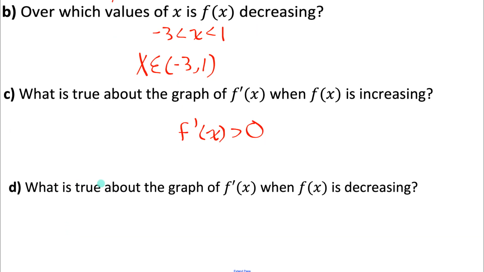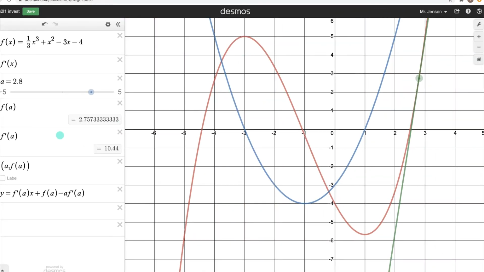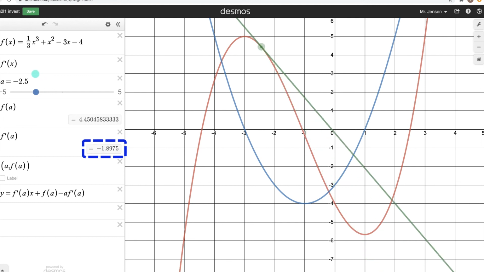Okay, and what's true about the graph of f prime of x when f of x is decreasing? Well, f of x is decreasing between x values of -3 here and 1 here. Between those two x values, the original function is going down to the right, which means it has a negative slope, which is why if you look at the value of the derivative at any x value in that interval, the value of the derivative is negative.